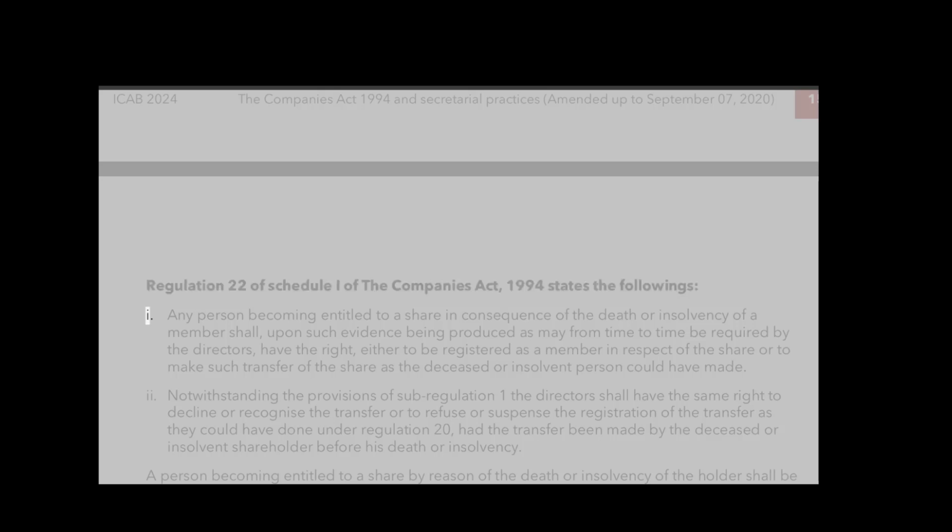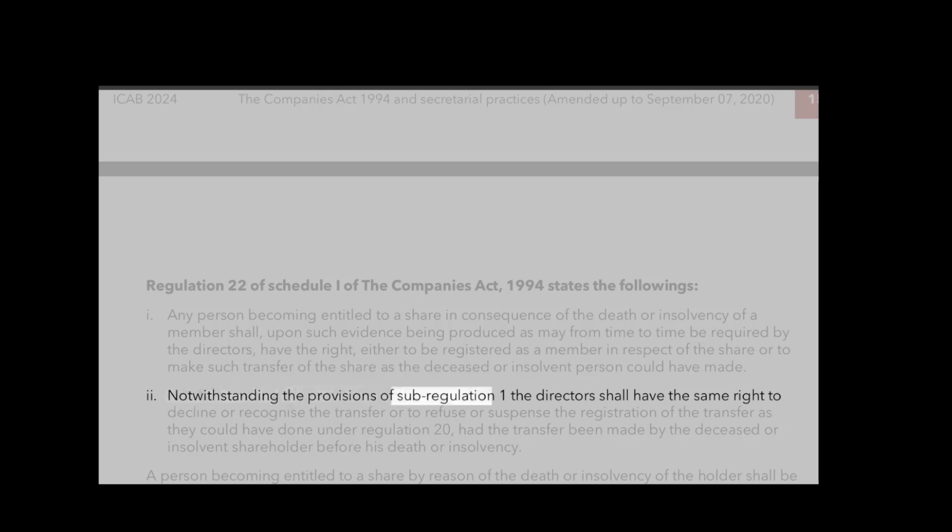Regulation 22 of Schedule I of the Companies Act, 1994 states the following. 1. Any person becoming entitled to a share in consequence of the death or insolvency of a member shall, upon such evidence being produced as may from time to time be required by the directors, have the right either to be registered as a member in respect of the share or to make such transfer of the share as the deceased or insolvent person could have made. 2.